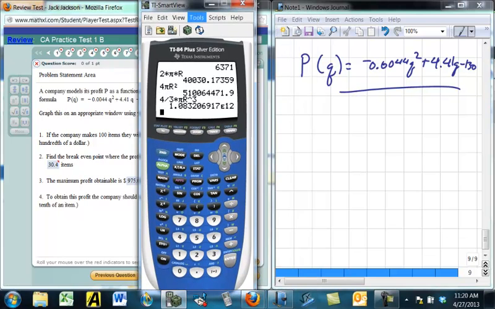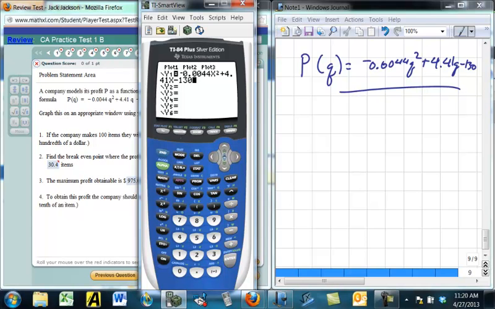Of course, we're going to do it slightly differently. We're going to change to X's and Y's. Specifically, we're going to change to Y1 for P, and for Q, we're going to use an X. We should use a negative here, not a subtract. Negative 0.0044 X squared plus 4.41 X minus 130.